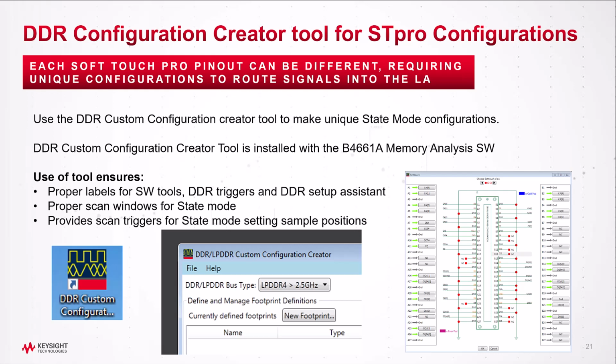The use of the tool is critical to get your configurations correct. Use of DDR setup assistant is also critical so that the system does work for you. The DDR custom configuration icon is on the lower left. It will open up and give you pull downs where you can choose the view of the SoftTouch footprint to match what's in your schematic. And then you follow the pull downs and fill in the signals as they are routed on your board.